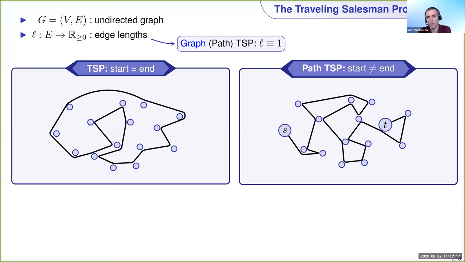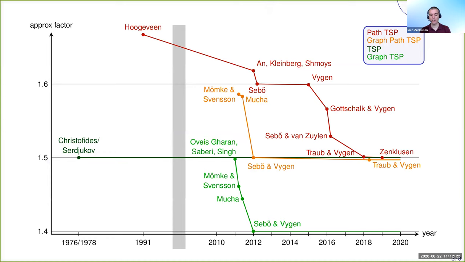There's no way I could do justice to all the prior work on this topic, so I just tried to summarize things in terms of this graphic. We're interested in approximation algorithms, so you see here the approximation factors that have been achieved over time. In red and orange, you see results for path TSP: red is for the general path TSP and orange for its graph version. And in dark green and light green, you see the approximation results that have been achieved for TSP and its graph version.